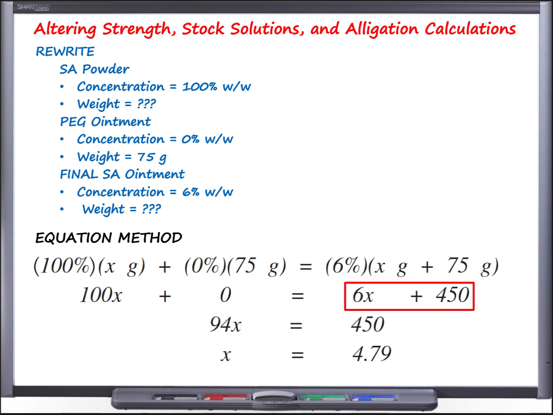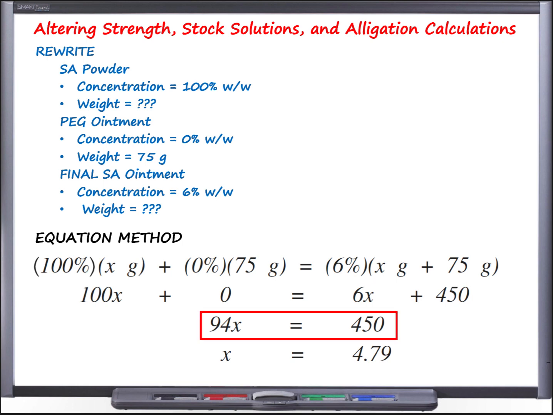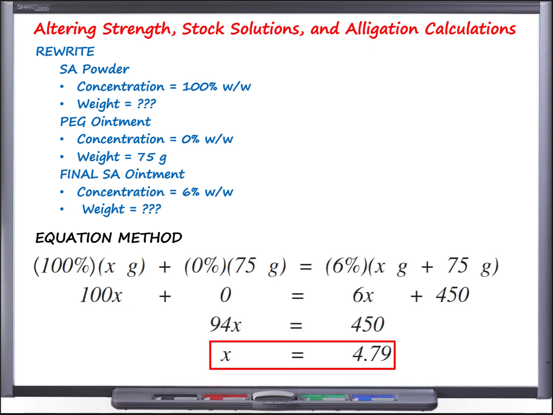So now to simplify this, let's subtract 6X from both sides. If we subtract 6X from 100X, that's why we get 94X. And set that equal to, if we subtract 6X, the 6X disappears, and we have just the 450. Now to solve for X, all we need to do is divide both sides by 94. So that's why we have 94X divided by 94 just gives us X on the left side. And 450 divided by 94 gives us a final value of 4.79.